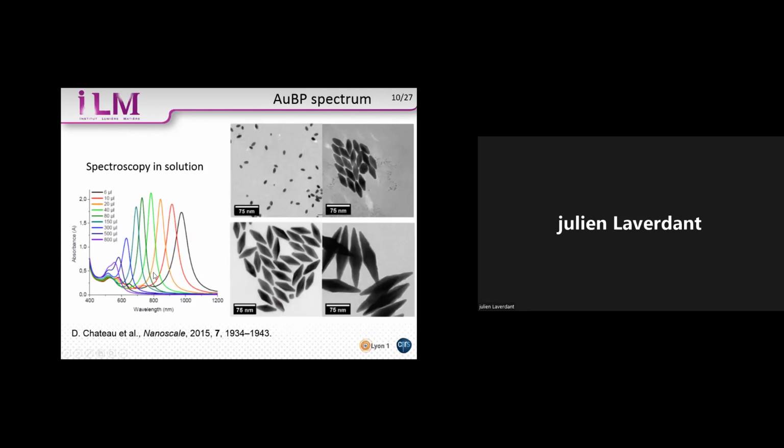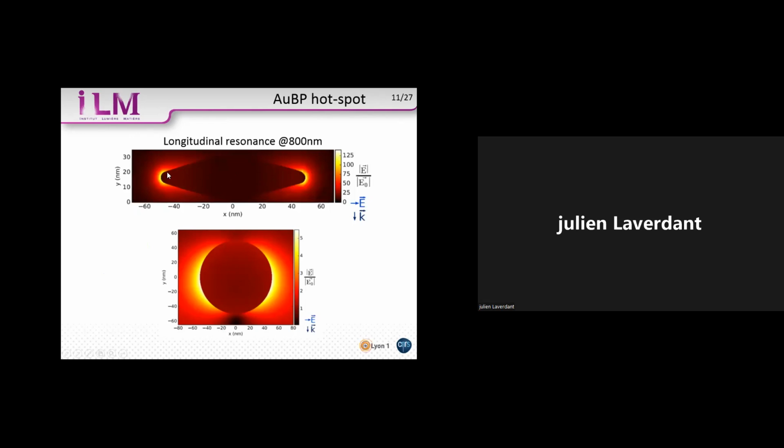For example, if you take the solution at this one-to-one ratio, you have a resonance at this position. When you excite at the exact position of this resonance, you have absorption, and the light is located at the tip. This is why it's very interesting: you have a quite sharp tip, and you can increase the light at this tip. Here it's the field, not the intensity, so if you want the intensity, you have to square this value. But you can increase the field here by more than 100 around it.